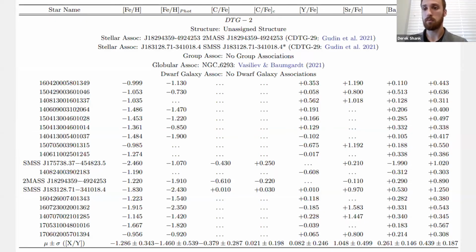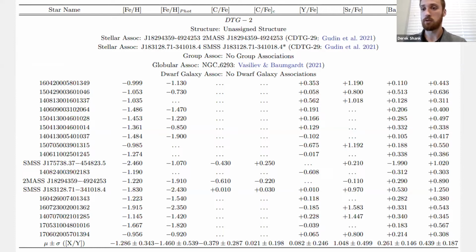Here's an example of what a CDTG would look like for our result. As you can see, you have the structure up top here. It's unassigned for this current one. And then we have some stellar associations from past work. There were 2 stellar associations with CDTG 29 from Gudin et al. 2021. Luckily, they both fell in group 29 for each of them, which means that we have some type of consistency. But there is no group association with that. So our group did not match their group, even though we did have 2 stars in there.